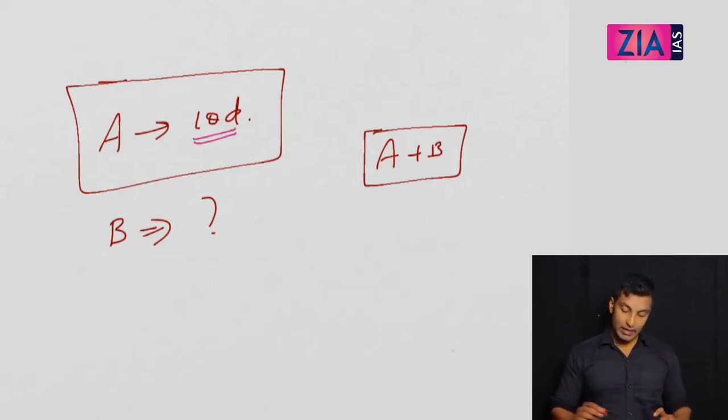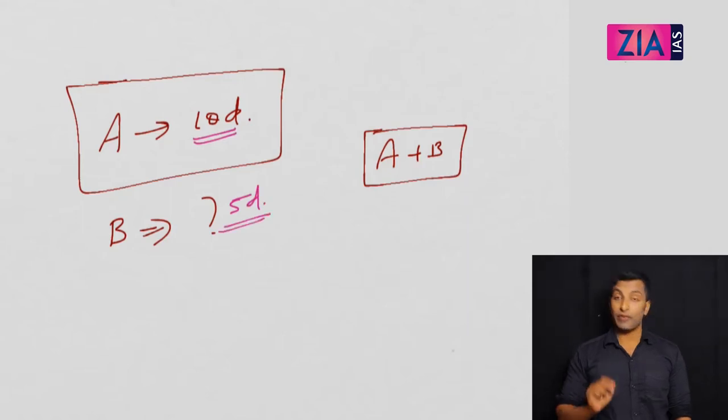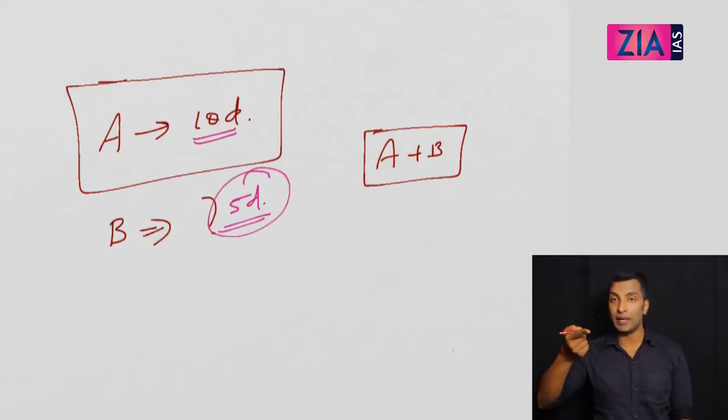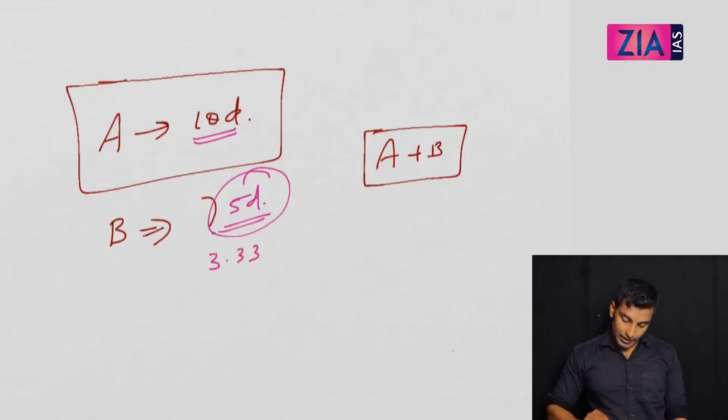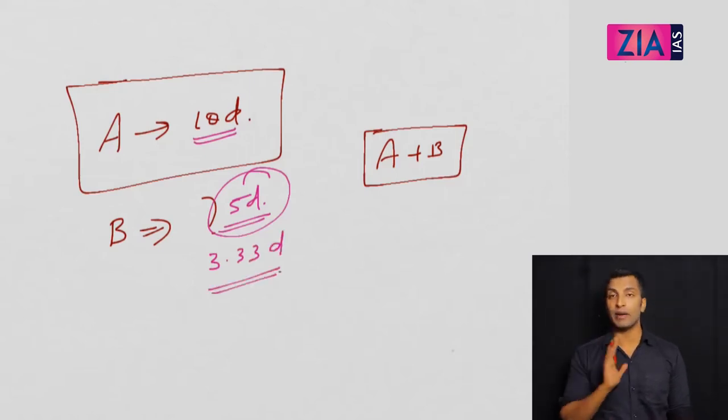A can finish a work in 10 days. That's what is given. Now I can give you a relation between A and B. Like I can tell you B is twice as efficient as A. That means B takes less time. Twice efficient means half of the time. So if A takes 10 days, B takes 5 days. If I say B is thrice efficient, the number of days will be 3.33 days, that is 3 and 1/3 days.